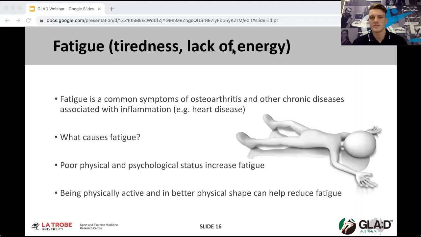Ordinary tiredness is the tiredness you feel when you haven't got enough sleep, and it usually goes away if you get a good night's sleep. So fatigue is common in inflammatory joint diseases and other lifelong illnesses. The cause of fatigue might be a combination of an ongoing disease process and long-standing pain and stiffness. And we know that poor physical and psychological status can increase fatigue. So what you can do to decrease fatigue includes being physically active and being in better physical shape. So start slowly and gradually build your activity levels.